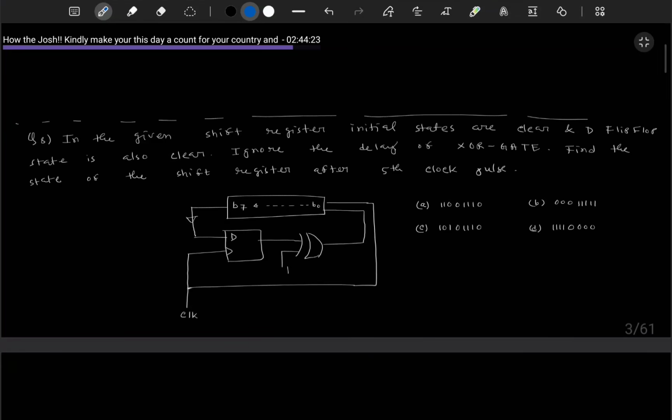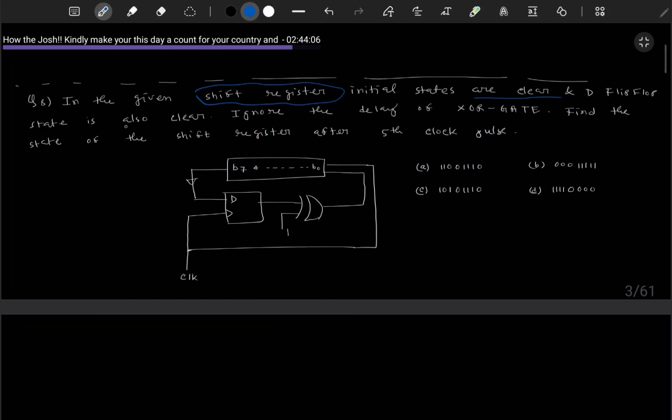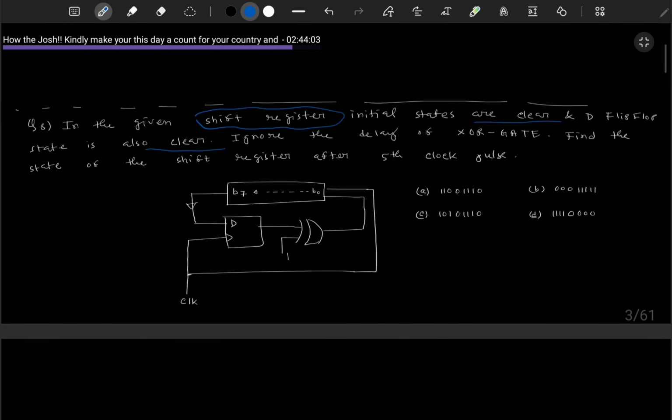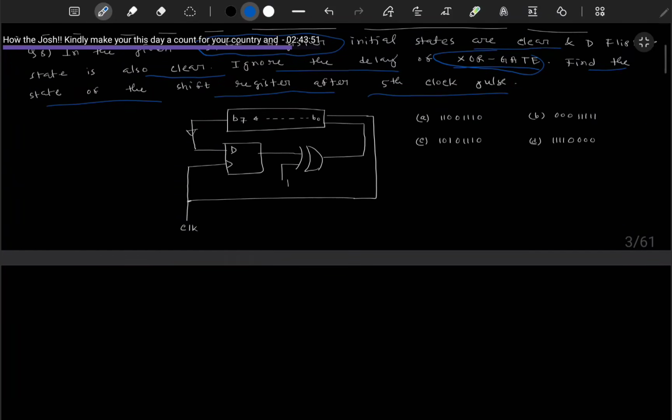Okay, now question number 8. Here it is a shift register, which can shift the binary bit. Just initial states are clear, and the D flip-flop is also clear. Ignore the delay of the XOR gate. Find the state of the shift register after the fifth clock pulse. Okay, so fifth time we need to rotate.